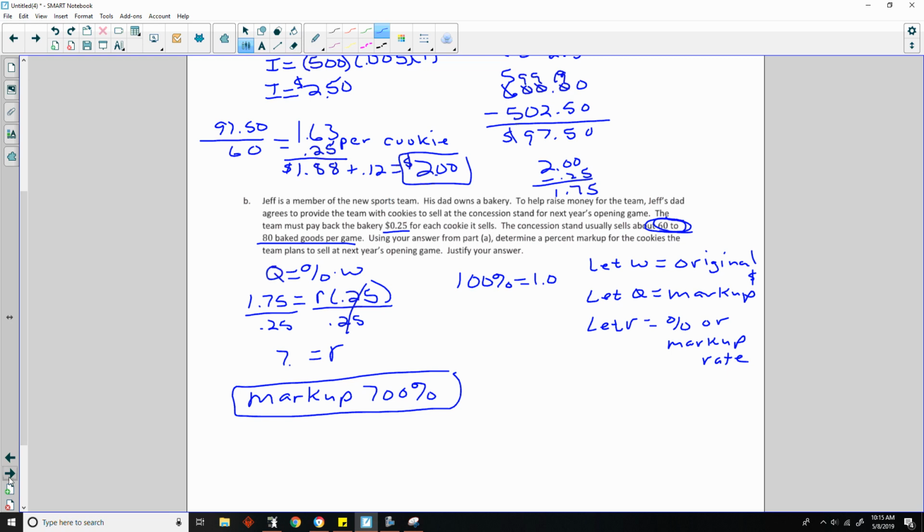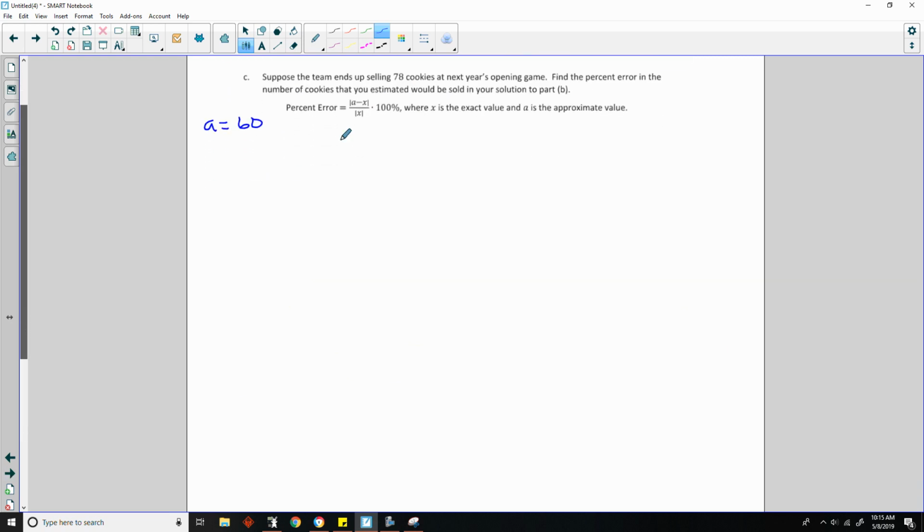$97.50 divided by 60. So we estimated 60 cookies to be sold. Suppose the team ended up selling 78 cookies. That is the exact value, X. So X, in this case, is 78. So our percent error is the absolute value of A minus X over the absolute value of X times 100%.